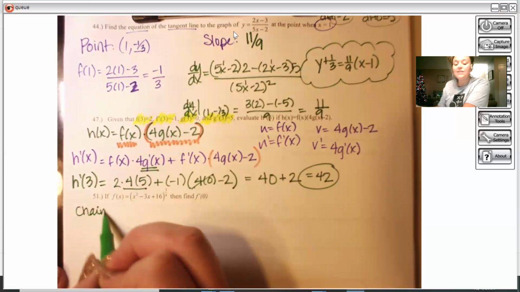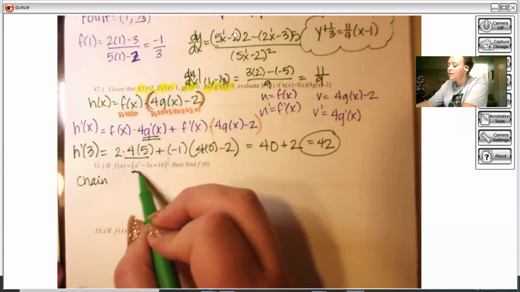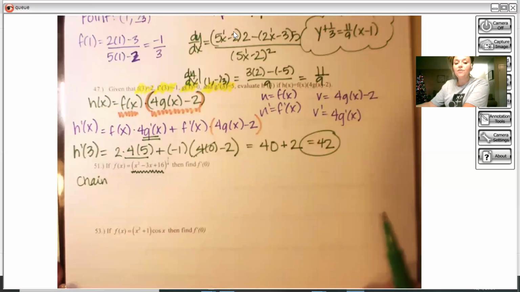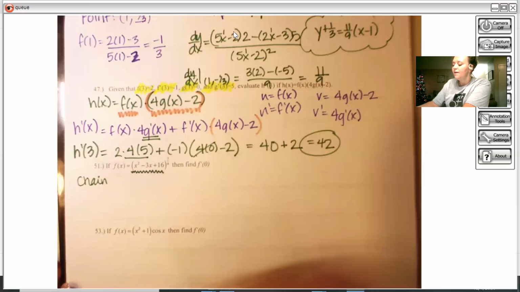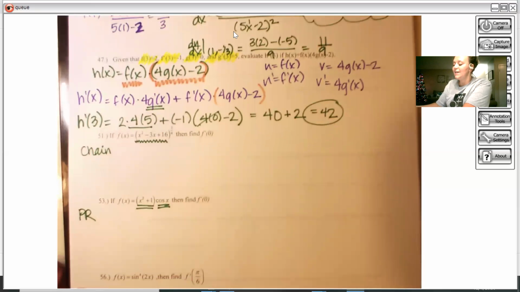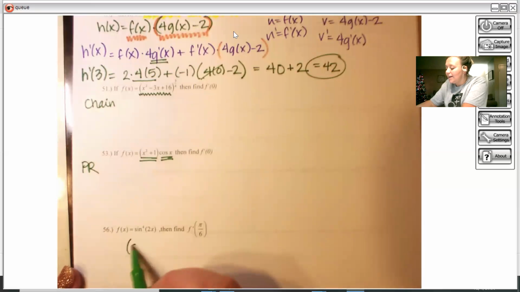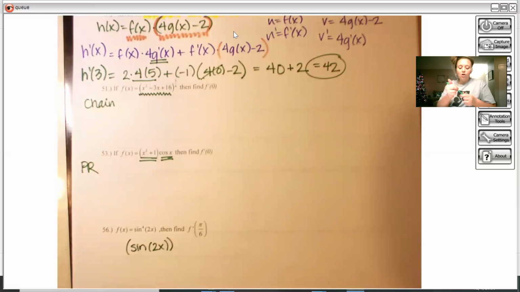Okay, so 51 is a chain rule. Your middle function is here, raised to the power of 3/4. 53 is a product rule because you have this times this. And then 56 is, think about it. Okay, that's the sine of 2x. And then all of that raised to the power of 4.